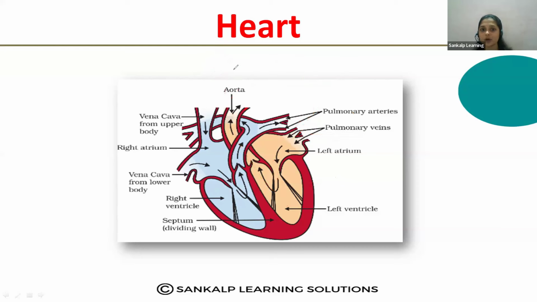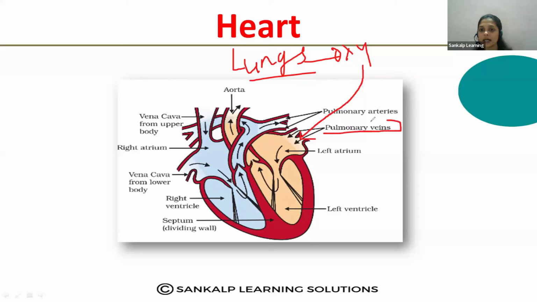First, from the lung, oxygenated blood is poured into the left atrium through the pulmonary veins. Remember this, pulmonary veins. This is how the oxygenated blood circulates in our body.